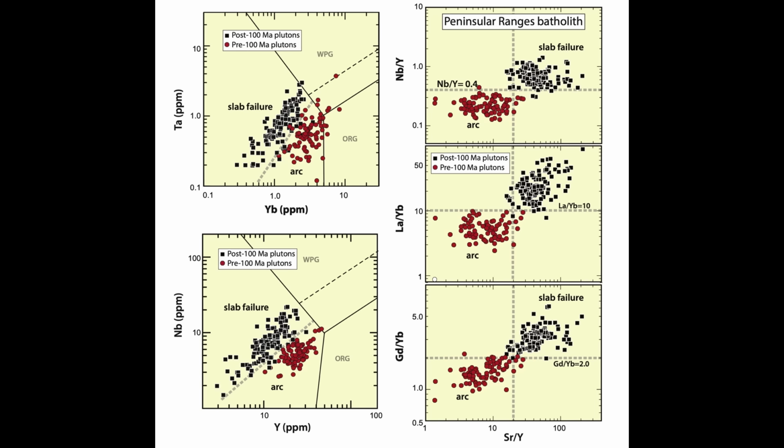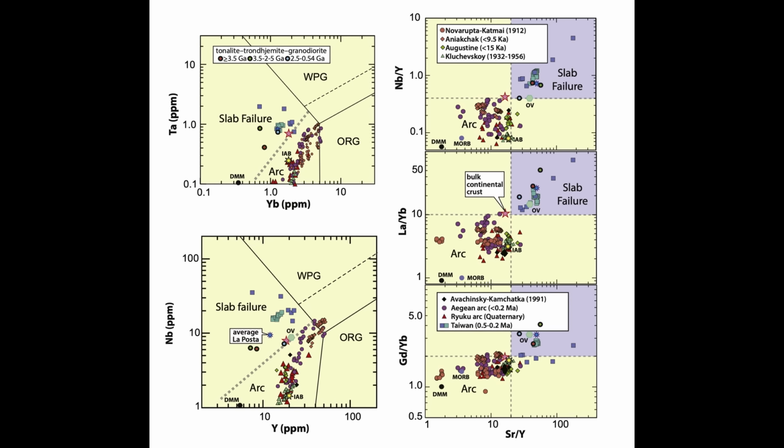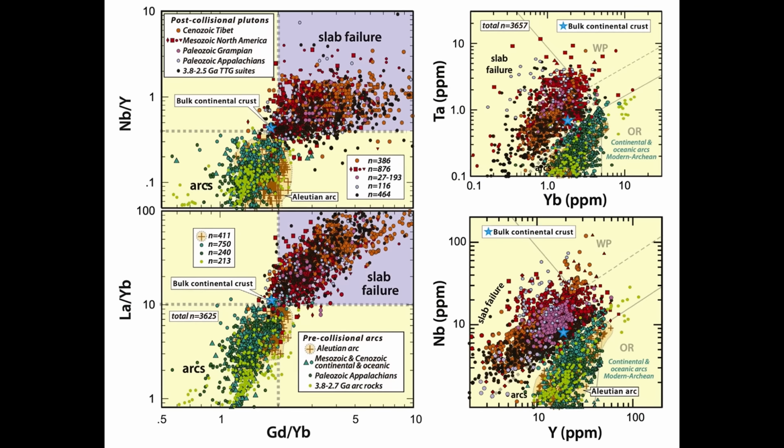But the problem was these are 100 million year old rocks, and we needed some way to test them to see if they were really valid. So we looked at modern arcs and the collision, of course, at Taiwan, and found that the modern arcs plotted in the arc field that we found for Peninsular Ranges, and the ones in Taiwan at the northern end plotted in the slab failure field. So the test was pretty successful, and we moved on. In fact, we probably got a little bit ridiculous.